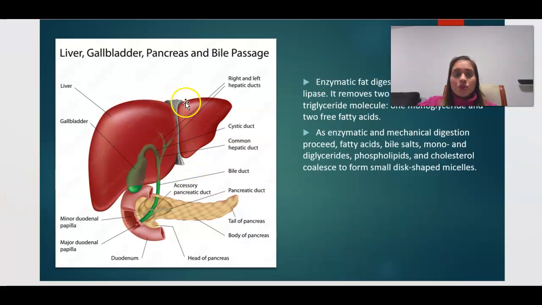As you can see in this picture, there's the liver, gallbladder, pancreas and the bile duct, which I was talking about. The enzymatic fat digestion is carried out by lipase. It removes 2 fatty acids from each triglyceride molecule, leaving 1 monoglyceride and 2 free fatty acids. In enzymatic and mechanical digestion, fatty acids, bile salt, mono and diglycerides, phospholipids and cholesterol coalesce to form small disc-shaped micelles.